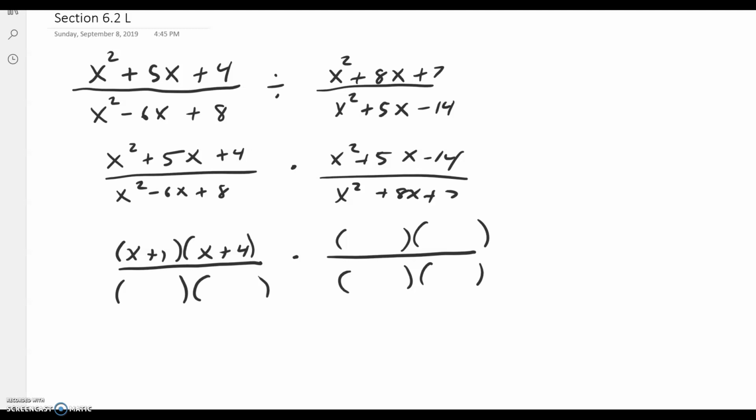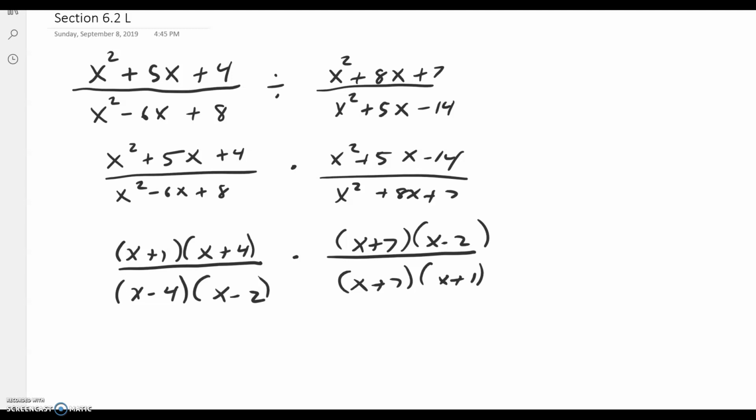We have x squared minus 6x plus 8, which will be x minus 4 times x minus 2. X squared plus 5x minus 14 should be x plus 7 times x minus 2. And this last second denominator should be x plus 7 times x plus 1. Those factorizations can be checked. Now we're looking for like factors in the top and the bottom.